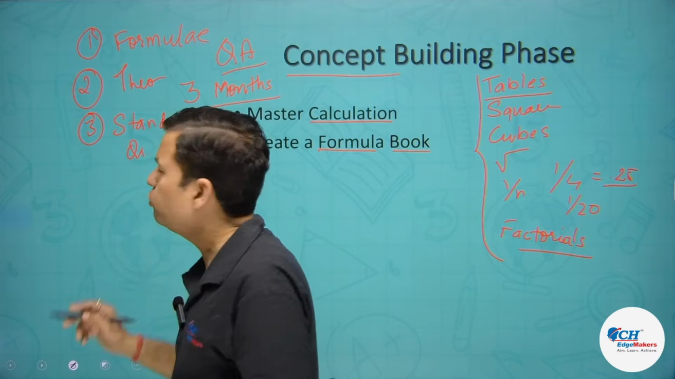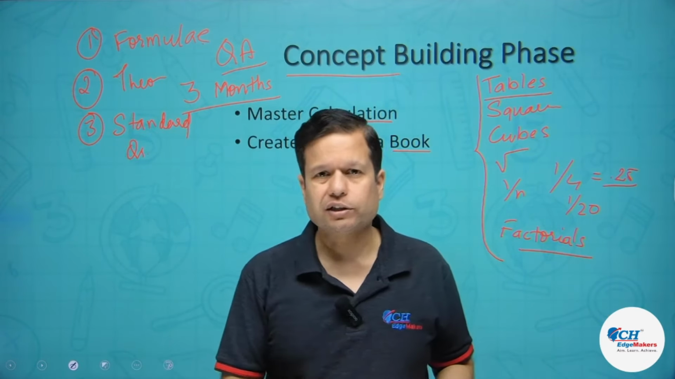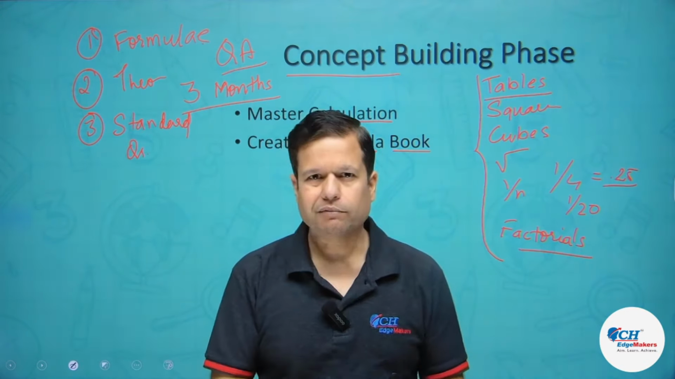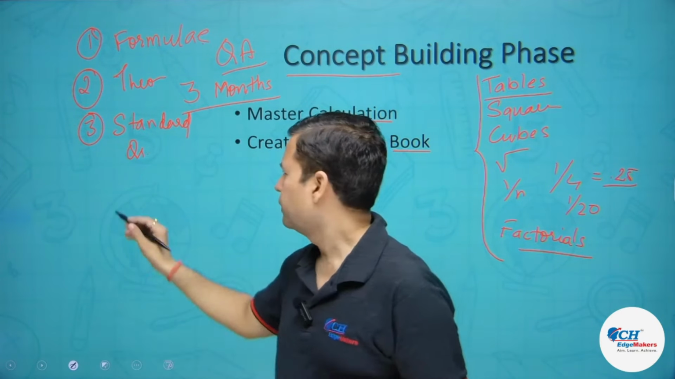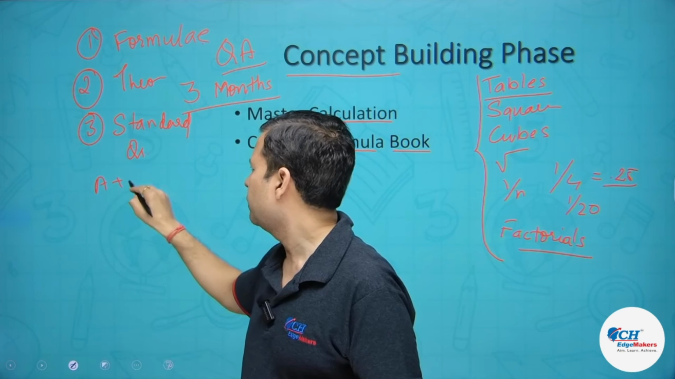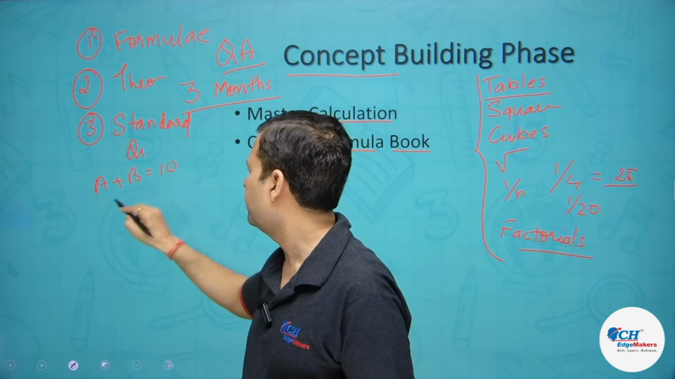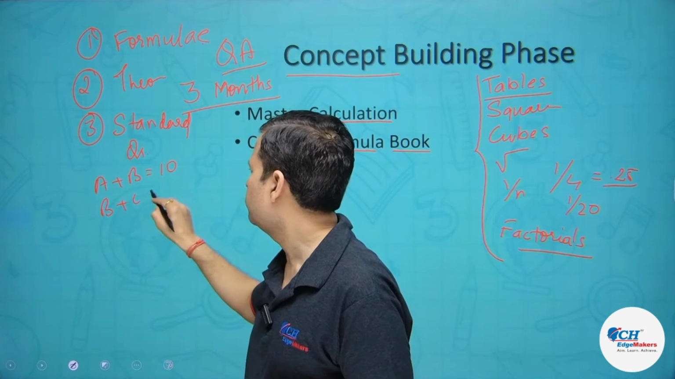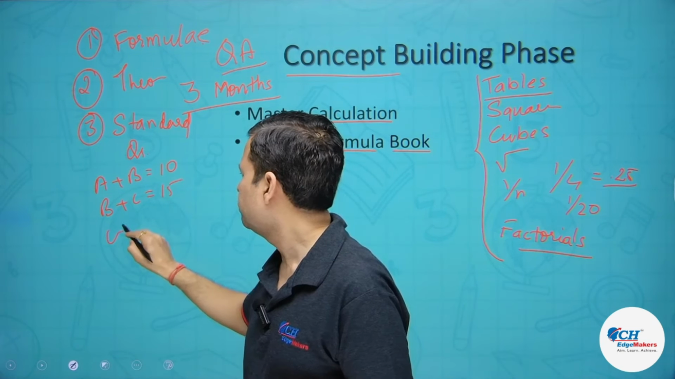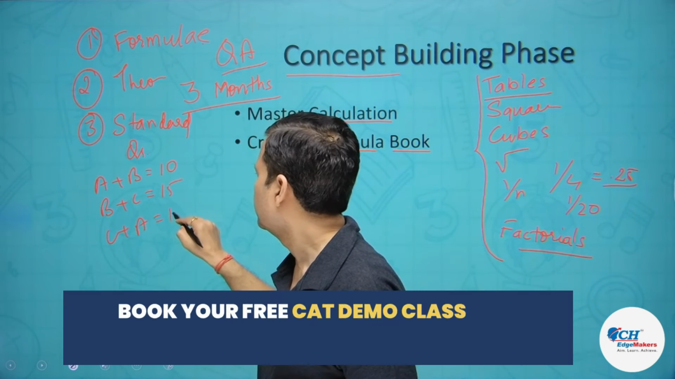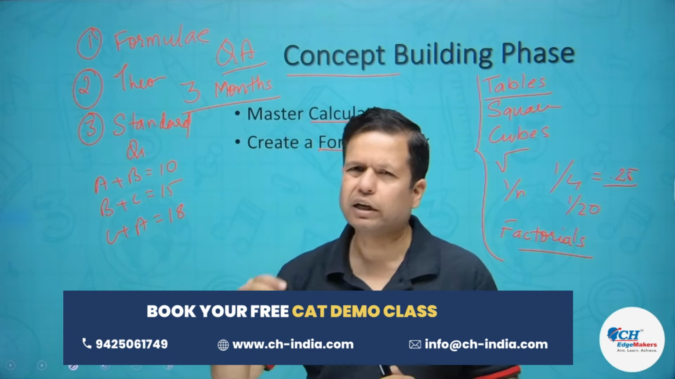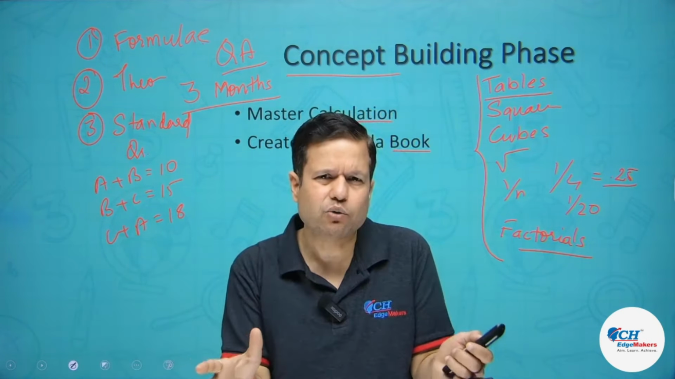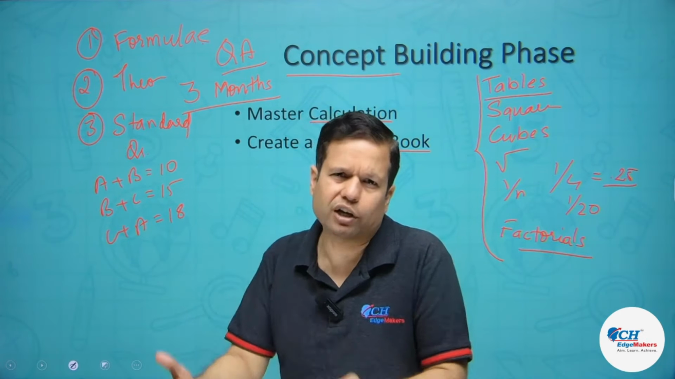Now, what do I mean by writing standard questions? Let's say there's a topic, work and time, and there's a standard problem like A and B, A plus B can do a work in 10 days, B plus C can do a work in 15 days, C plus A can do a work in let's say 18 days. So how much time will A take individually? This is a standard question that is normally asked in work and time.